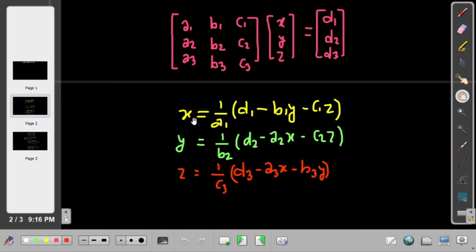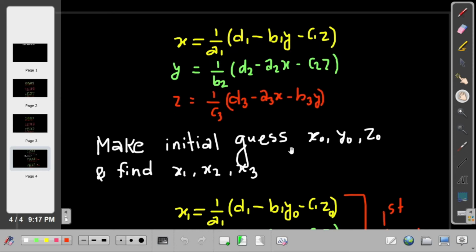After finding the expressions for x, y, and z like this, then we make an initial guess. We imagine the values of x, y, and z as appropriate as possible. We make an initial guess for x, y, and z, and let's call that x0, y0, and z0. The better idea is to imagine the approximate values of x, y, and z to be all zeros, where x0 represents the first initial guess for x, y0 represents the initial guess for y, and z0 represents the initial guess for z. And we will use these values of x0, y0, and z0 in the given equations to determine x1, y1, and z1, which will be the first approximated values.